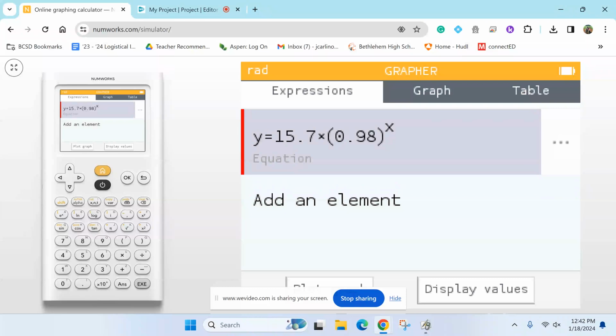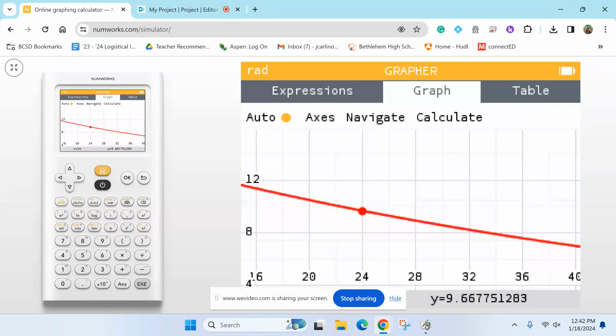All right, so if you want to look at the graph, you can, right? If you want to take a look at what this thing should look like, it gives you a little taste, right? From 16 to 40, right?